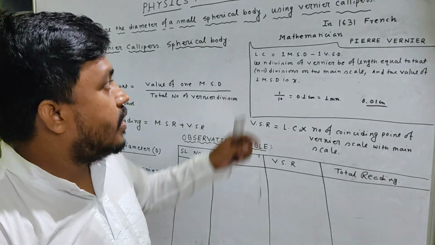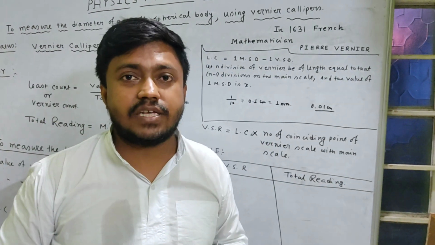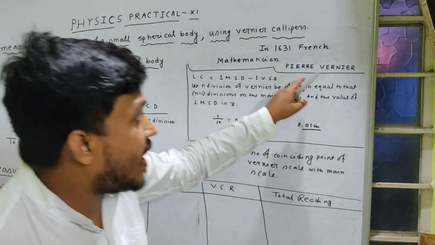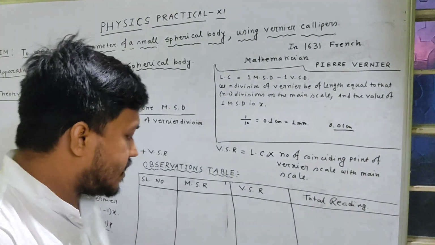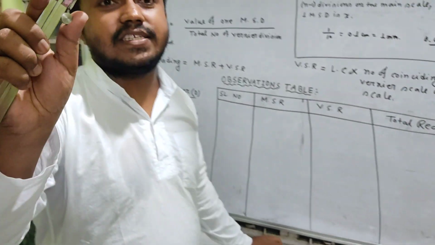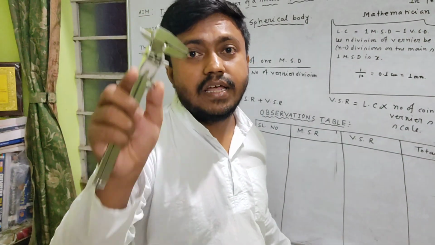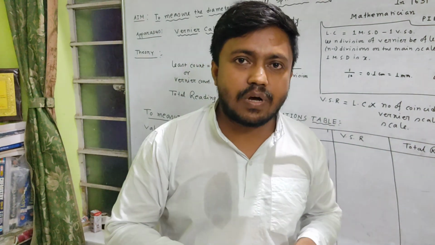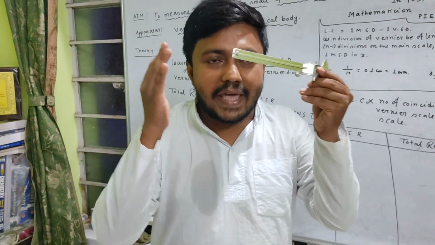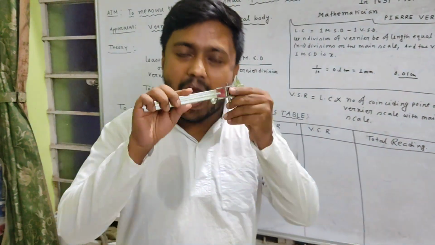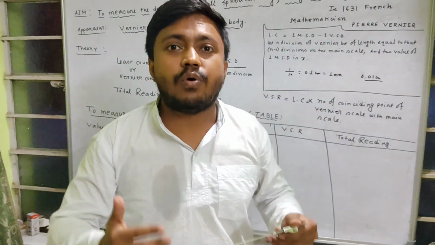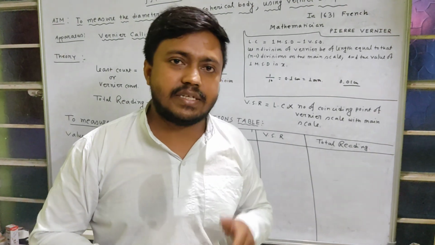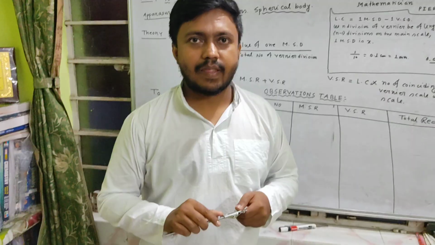So that's why, about 400 years ago, the French scientist, not mathematician, Pierre Vernier discovered this device, and this device is known as the vernier calipers. And you don't know how to use this one. So today our target is to explain each parameter of the vernier calipers, how we use it, and how you can measure everything. We will discuss every point.